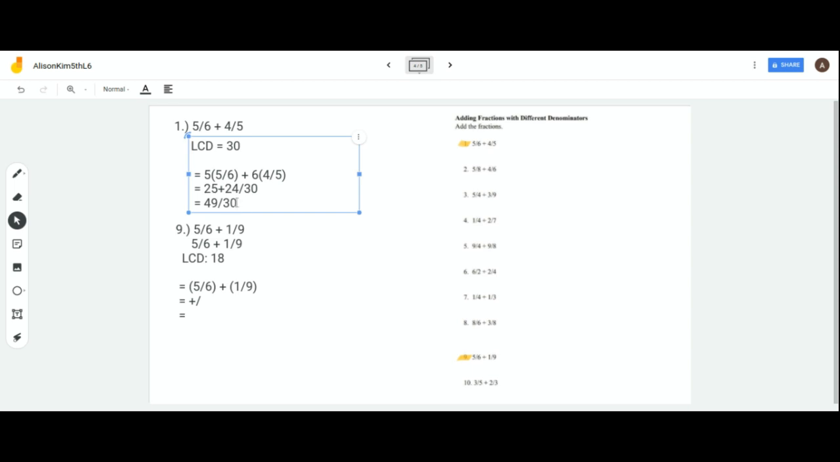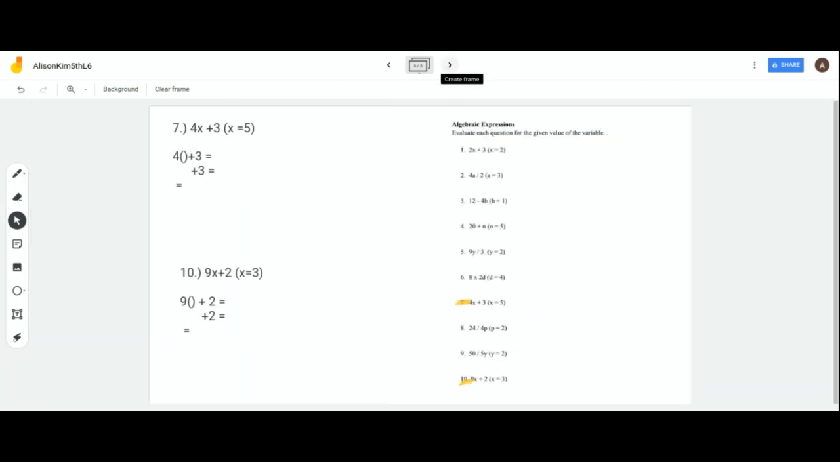Now you can just keep it as an improper fraction, or you can make it a mixed number. It doesn't really matter because they're both the same thing. Now let's do number 9 together. The LCD for this one is 18, and so the denominator will also be 18, right? 18 divided by 6 is 3, so we multiply the fraction by 3. 18 divided by 9 is 2, so we multiply the fraction by 2. 3 times 5 is 15. And then 2 times 1 is 2, so 15 plus 2 over 18. Now we solve for this, and we get 17 over 18. And that's going to be your final answer for number 9, okay?